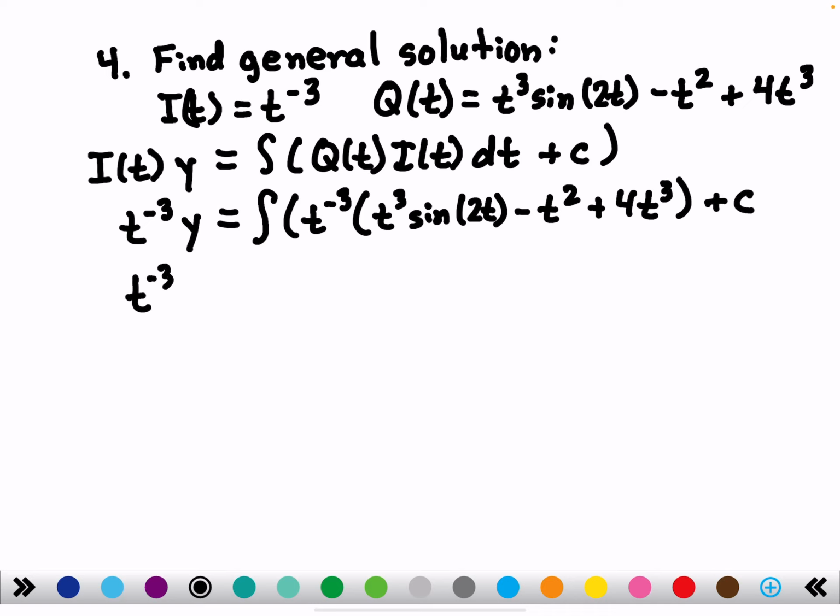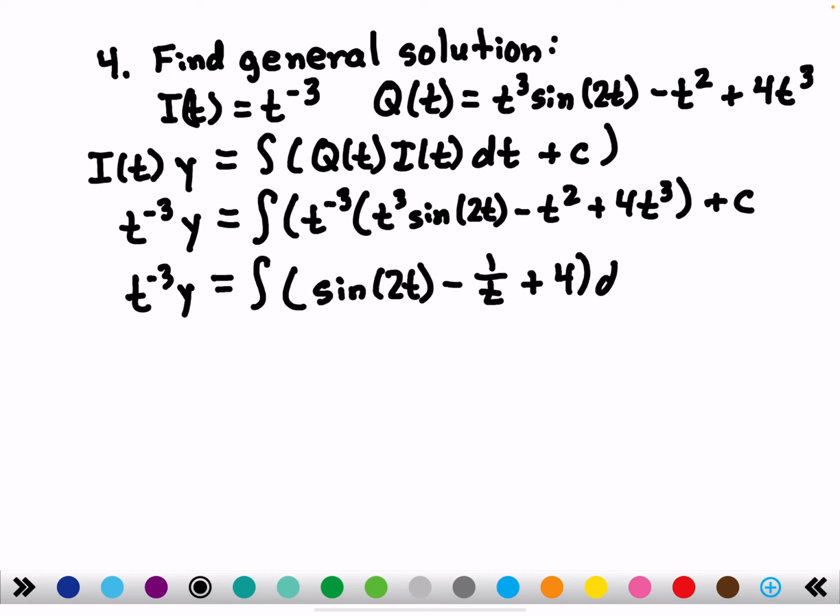Let's do the distributive property inside the integral. Remove the parentheses so we can integrate. So t to the negative third times t cubed, that's 1. So that's just the integral of the quantity sine of 2t. T to the negative third times negative t squared, that's minus 1 over t. And then we multiply t to the negative third times 4t cubed, so that's just plus 4. And that would be dt plus c. There should be a dt right there.